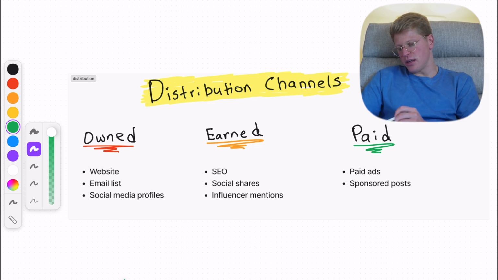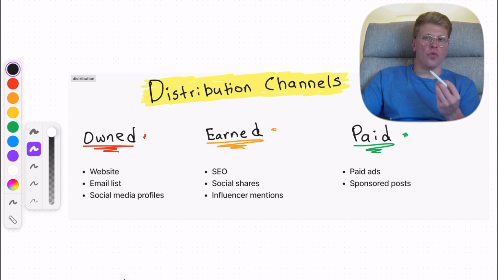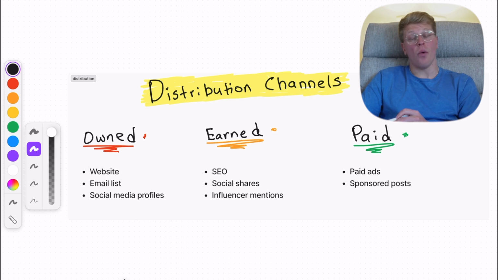Now here is something that is interesting, right? So there is owned right here. There is earned. And then there is paid. So what does this mean? This basically means that owned is the traffic that you own. Okay, so this can be a website, right? This can be an email list, and these can be social media profiles, right?